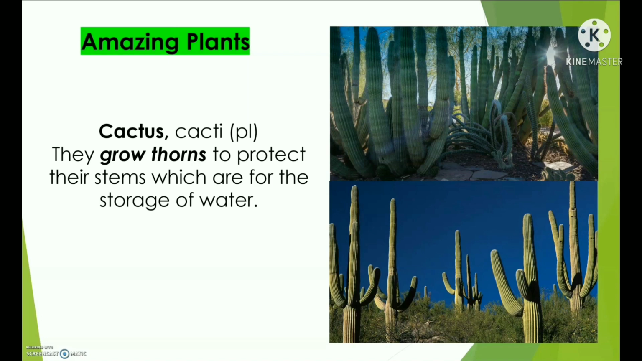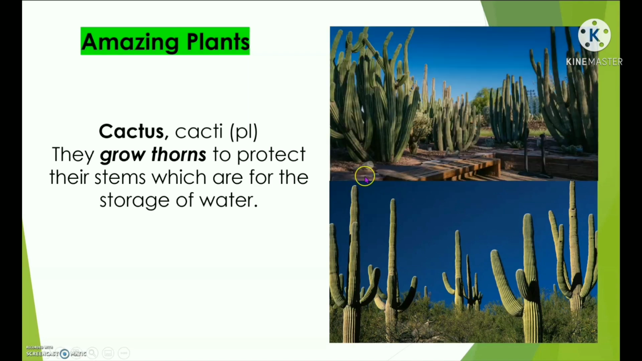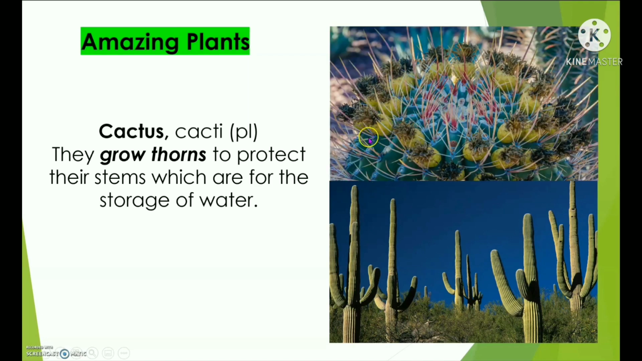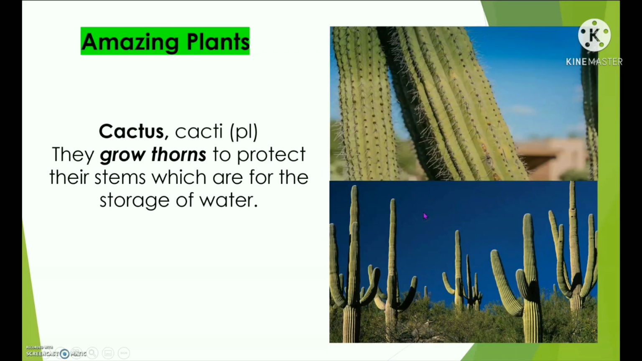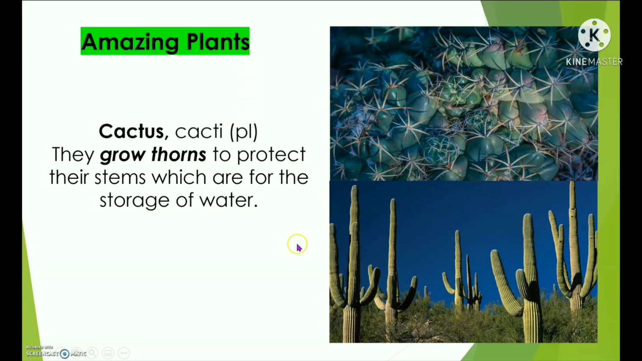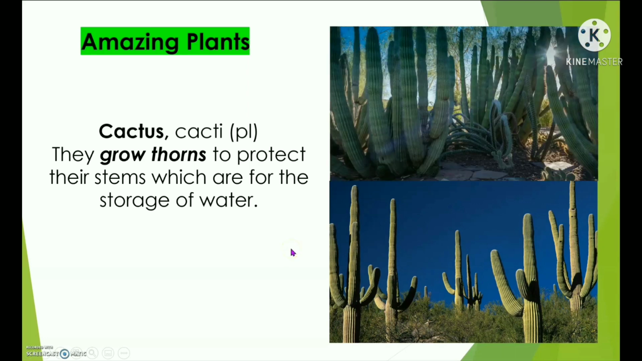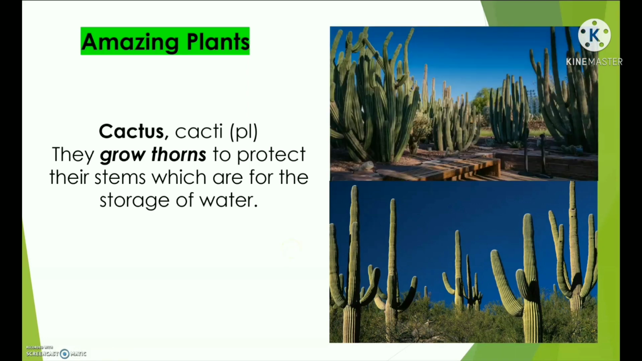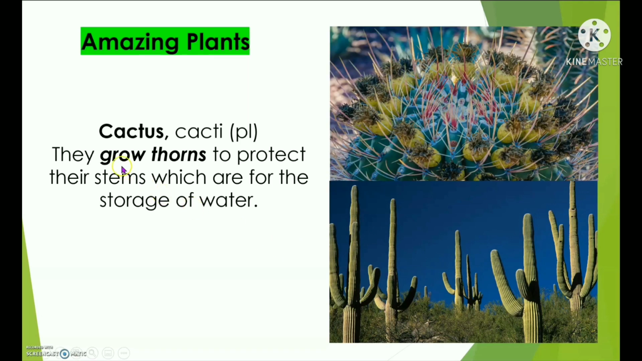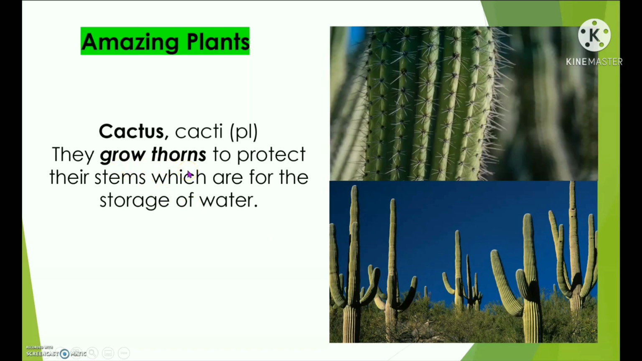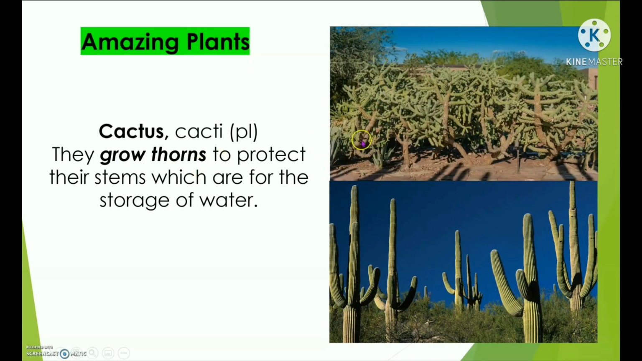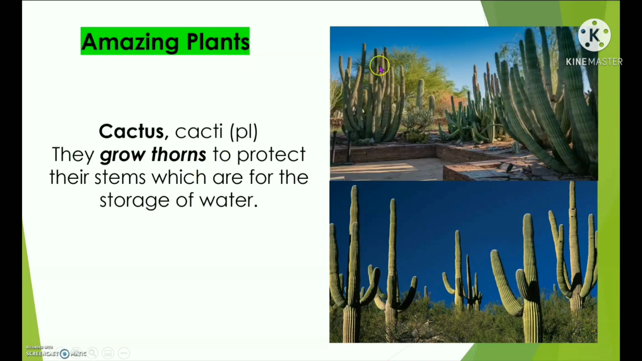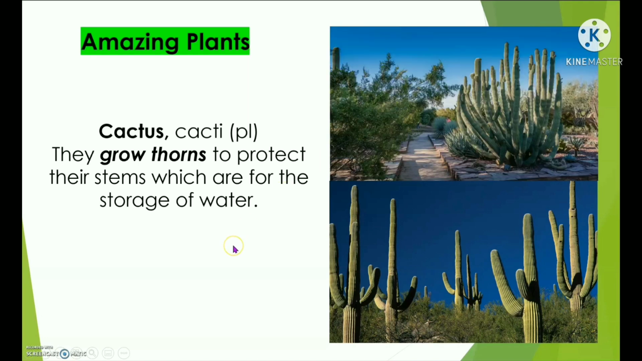So usually, we see a tree with leaves, right? But cactus, they shed off their leaves, so they do not have to give off or produce water. Instead, they grow thorns to protect their stems and also to store the water inside the cactus.